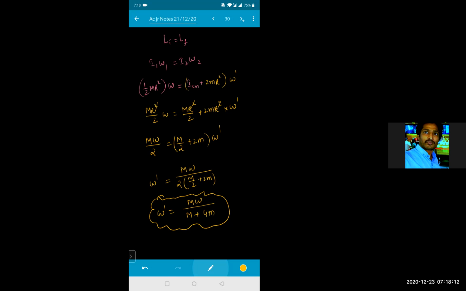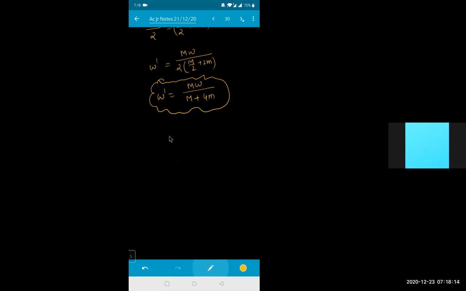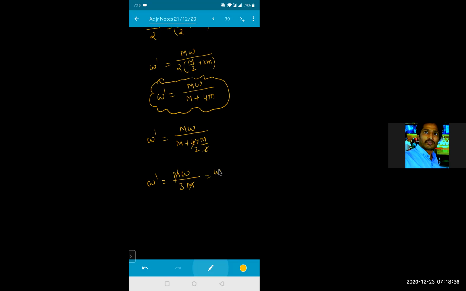Now you substitute the value of small m. Small m value is how much? M by 2. Omega dash is equal to M into omega divided by (capital M plus 4 into capital M divided by 2). 2 ones are 2, 2 twos are 4. So omega dash will become M into omega divided by 2M plus this will become 3 times of M. M, 3M gets cancelled. So it is omega by 3.